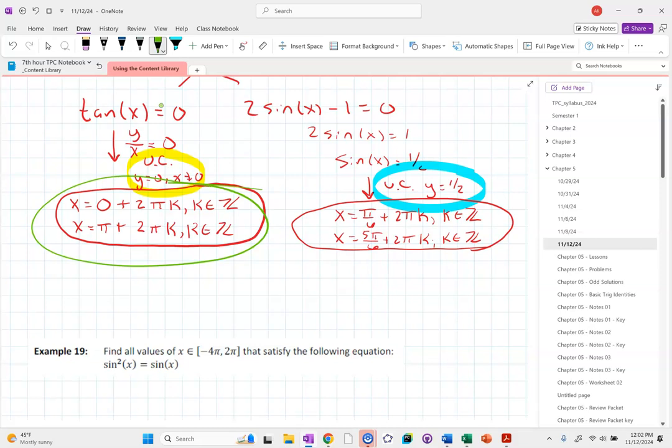So for example, the first piece would include 0, 2 pi, 4 pi, 6 pi, 8 pi, etc. Correct? The second piece includes 1 pi, 3 pi, 5 pi, 7 pi, etc. Correct? If we take those together, we're including 0 pi, 1 pi, 2 pi, 3 pi, 4 pi, 5 pi, 6 pi, 7 pi, etc. Correct? So the way that the back of the book would write this is just pi k, where k is an integer.